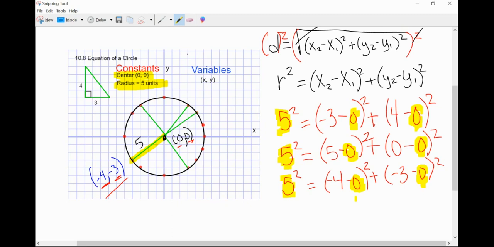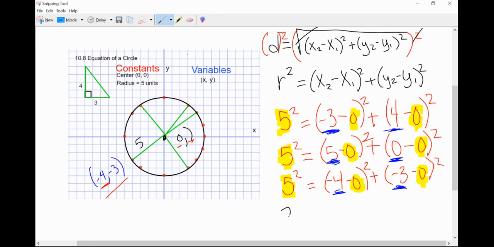Okay, now the only thing that keeps changing is this part right here. Those are not the same. These are not the same. These are not the same. Now, why are those numbers not the same every time? Well, they are not the same because they are variables, right? As we go around the circle, they keep changing. So since 5 is our radius, that's going to stay the same.